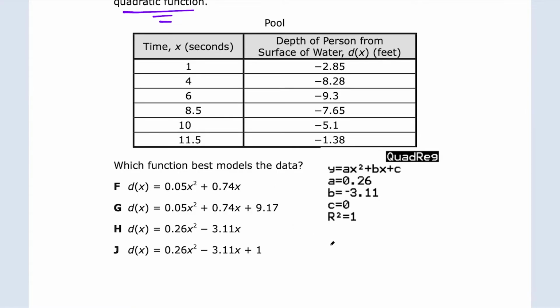So now we can just write out the function here. We have y equals, and we have ax squared, but they told us a is 0.26. So we have 0.26 x squared. B is equal to minus 3.11. So we have minus 3.11 like this, and then we tack on the x. And then C is equal to 0. So I could write plus 0, but that's not needed here. I could just leave that out. And now if we go to the answer choices, this matches up with choice H.